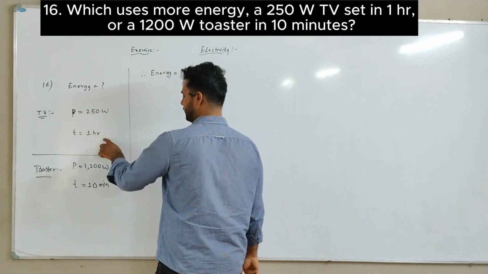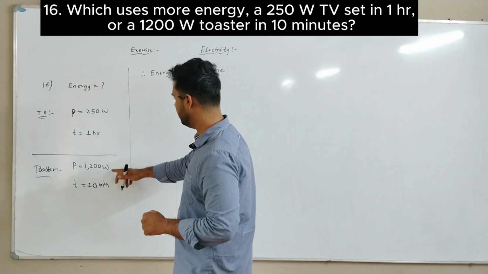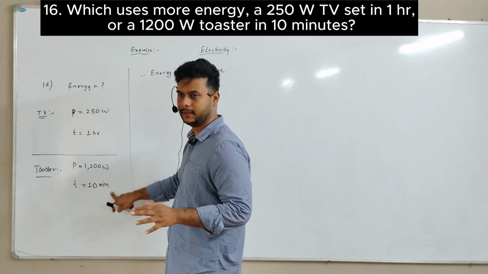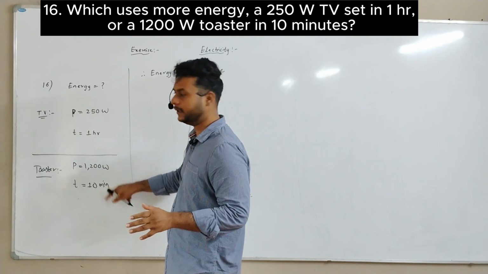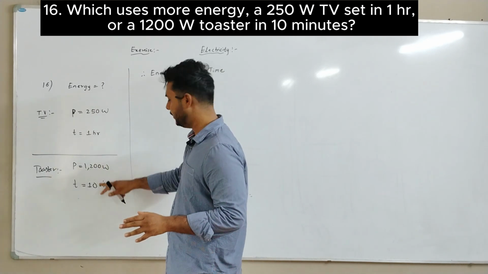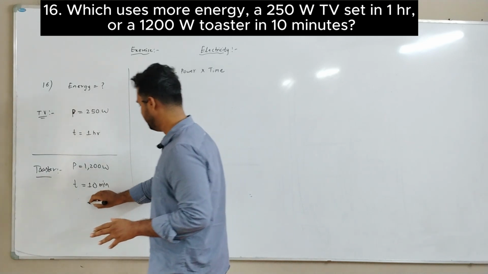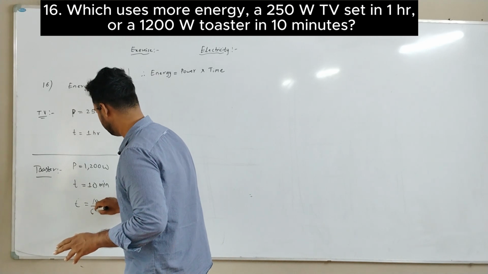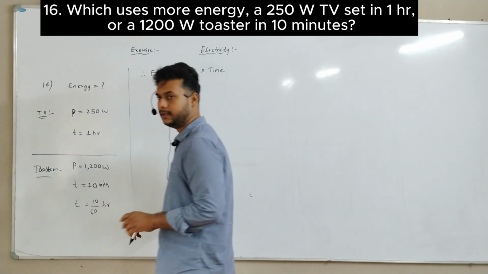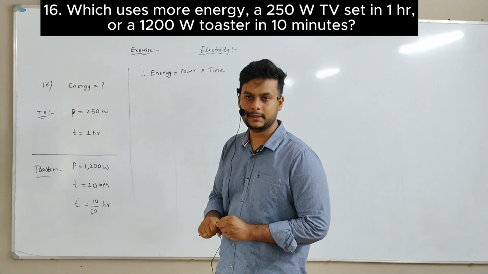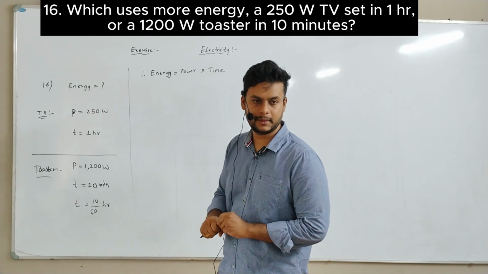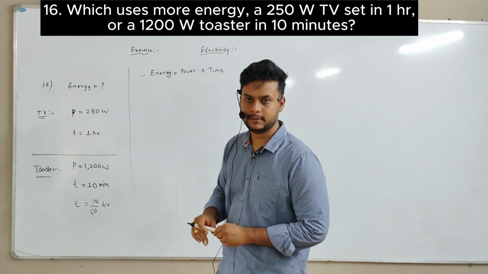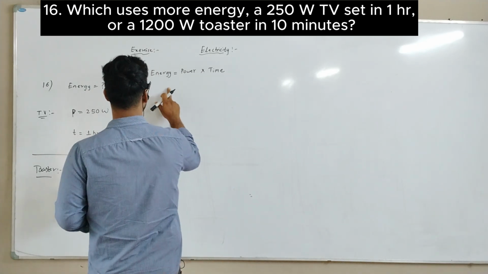Now, first let's see. This is watt, this is hour. Okay, this is watt, perfect. But this is in hour, this is in minute. So I should convert it first. I will make this as hour. 10 minutes can be written as 10 by 60 hours, or 1 by 6 hour. Both are the same. Understood? Okay. So next, energy is equal to power into time.